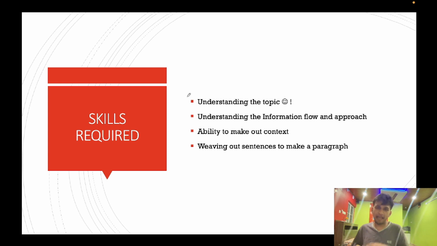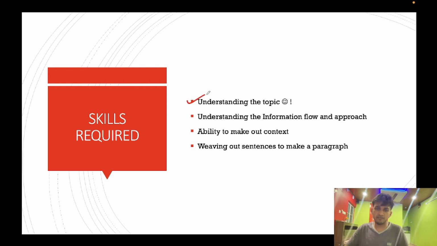We'll find out in the coming examples of how this makes sense. Then you need to understand the information flow and the approach of the author, right? This is a very pivotal point, because what is the exact purpose that the author intended for these particular paragraphs? If you have that in mind, you can definitely arrange them in the correct order. Is he explaining something? Is he criticizing something? Being able to identify his purpose in the paragraph will definitely help you establish the order of the sentences.